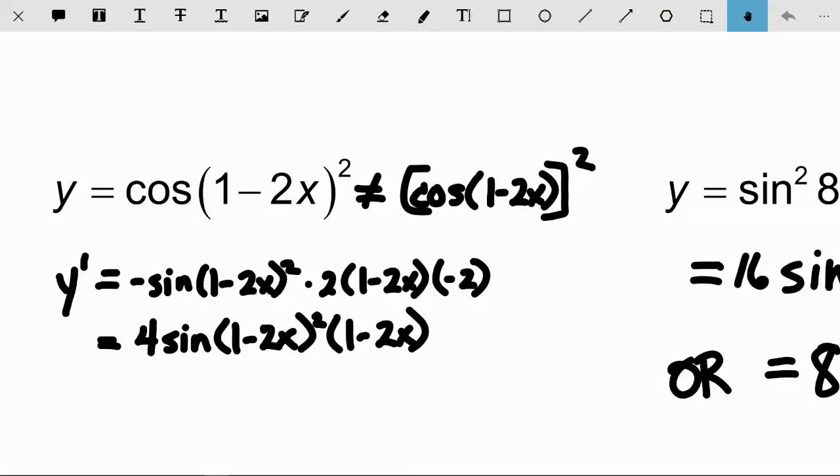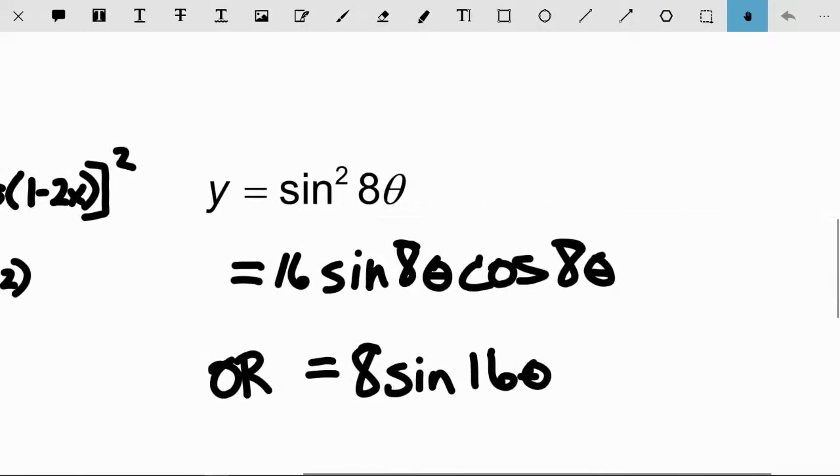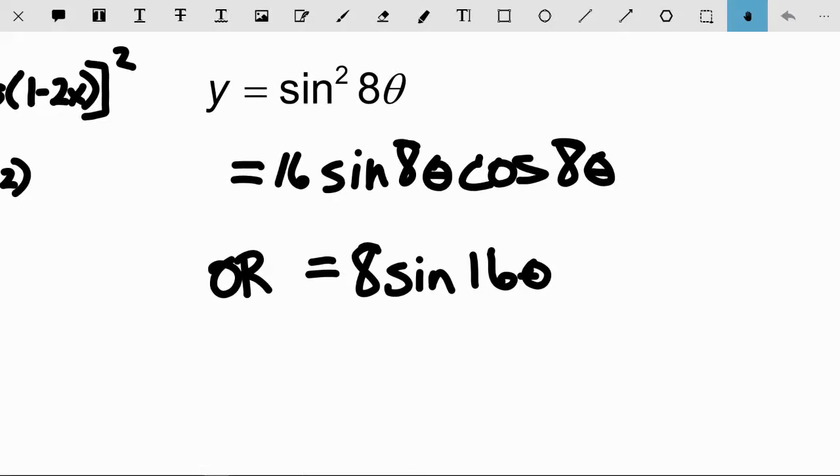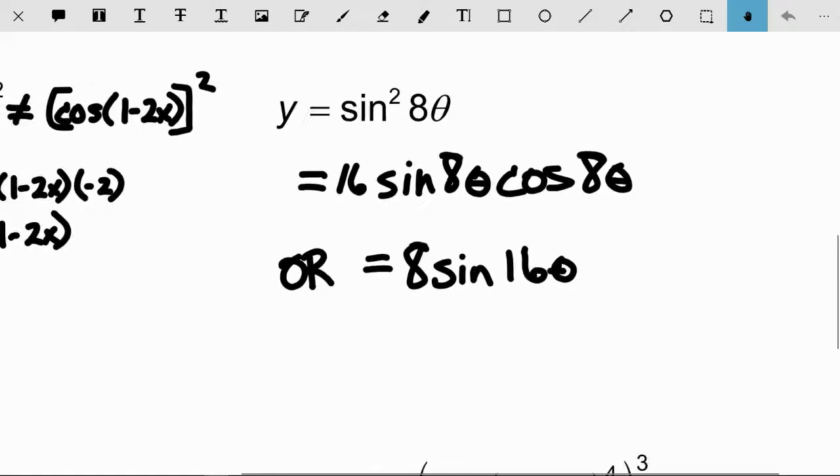Okay, so on the next one here, sine squared 8 theta. When it doesn't say what to take the derivative with respect to, you can assume you're taking the derivative with respect to whatever variable you're dependent on. So in this case, we're taking the derivative with respect to theta. Pretty simple one. You can see I wrote the answer in 2 different forms.